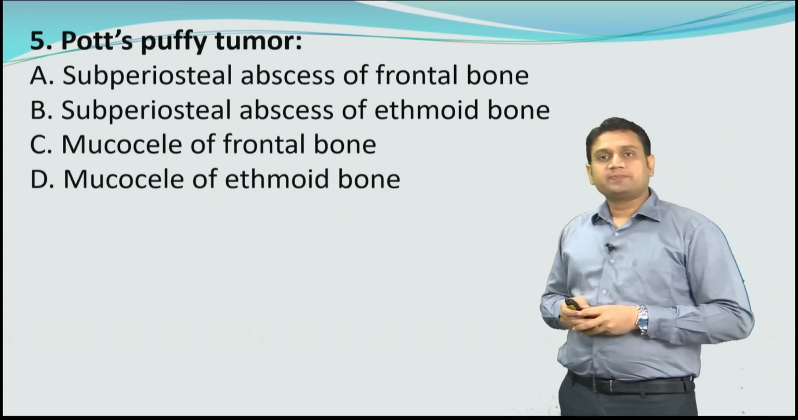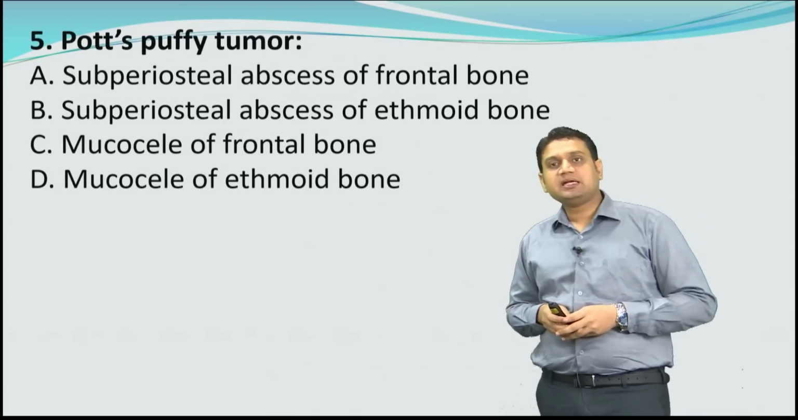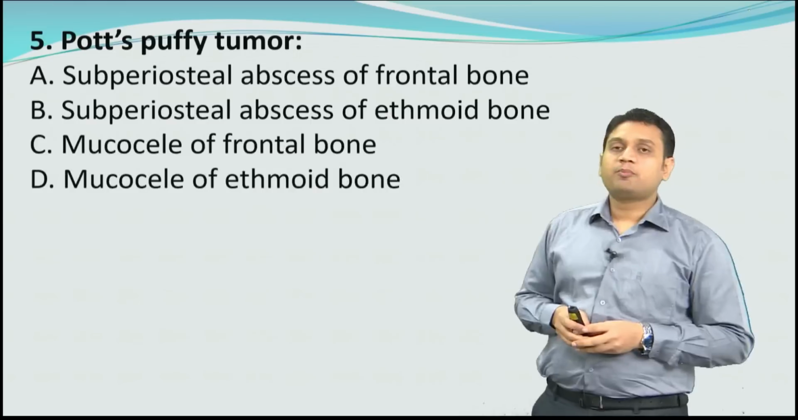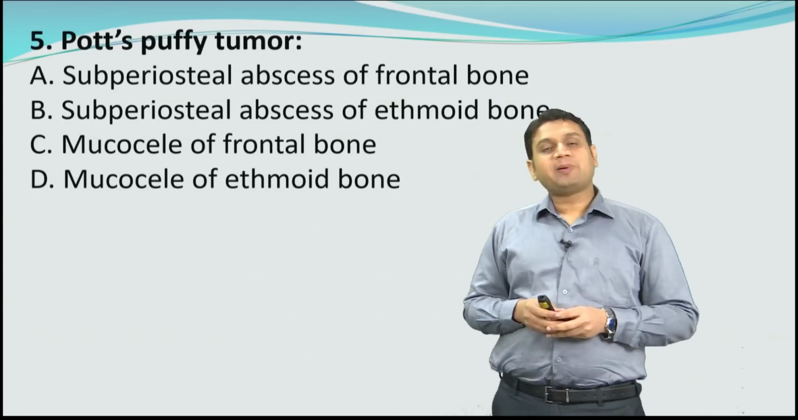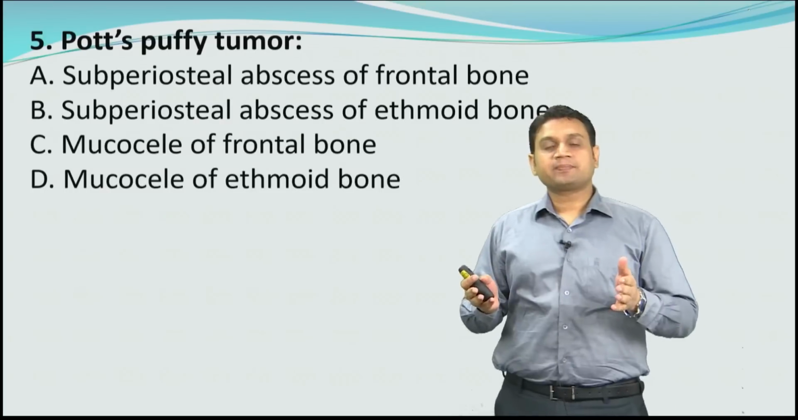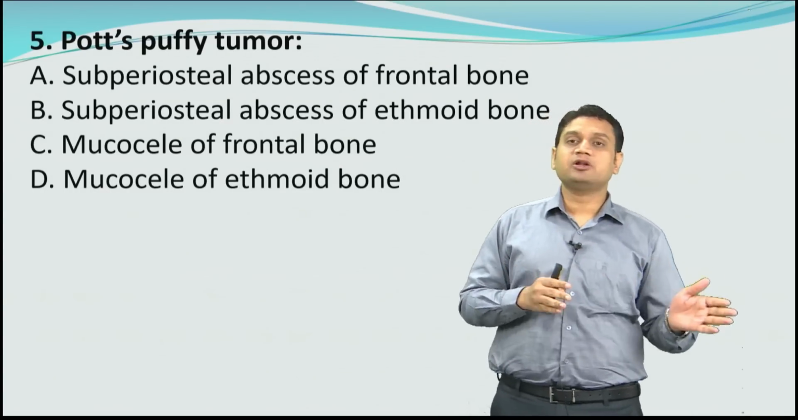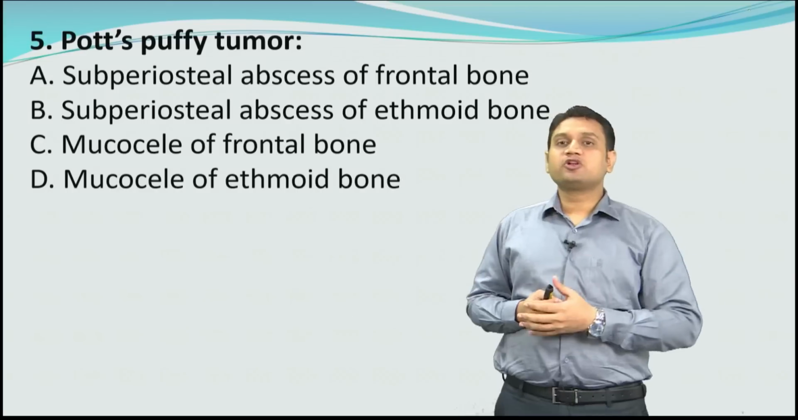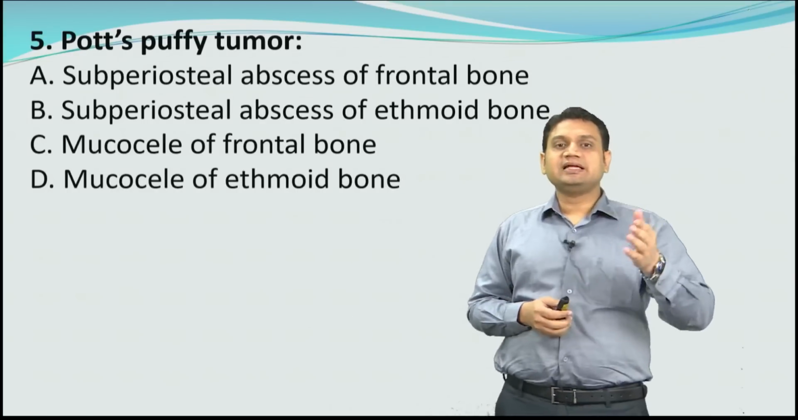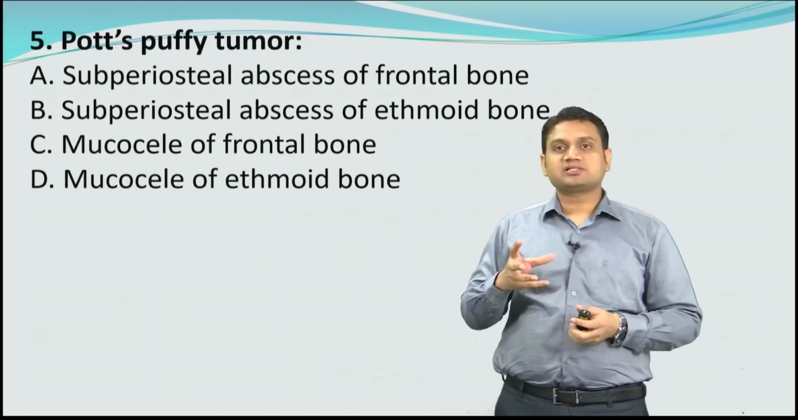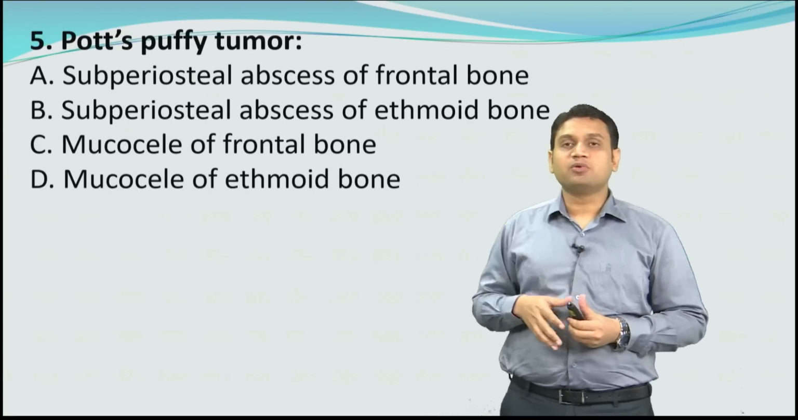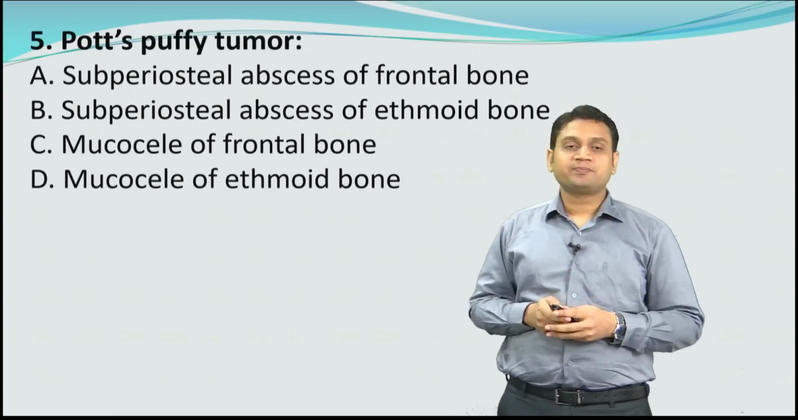Pott's Puffy tumor. See, Pott's spine, Pott's fracture, Pott's Puffy tumor. Pott's spine is what you call a tuberculosis of the spine. Pott's fracture is what you call a bimalleolar fracture, medial malleolus and the lateral malleolus. Pott's Puffy tumor is none of them. It is basically a subperiosteal abscess which is under the frontal bone. That's what you call a Pott's Puffy tumor.